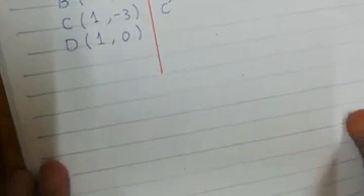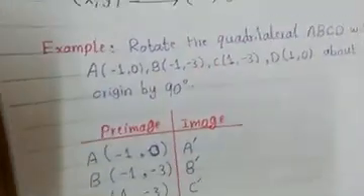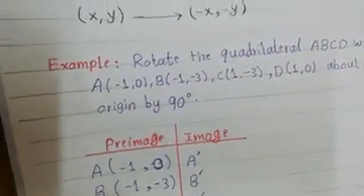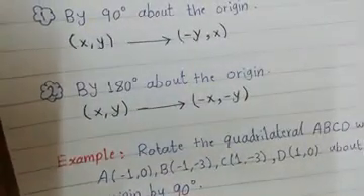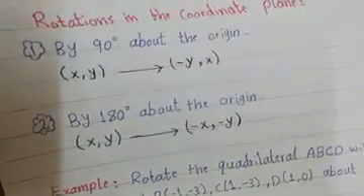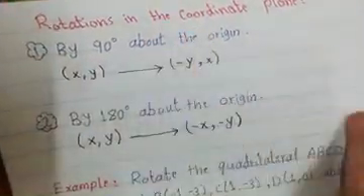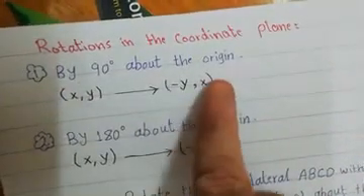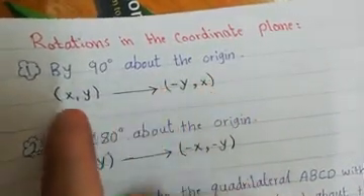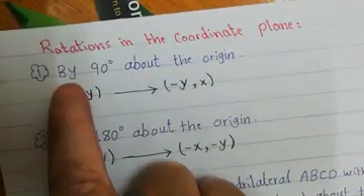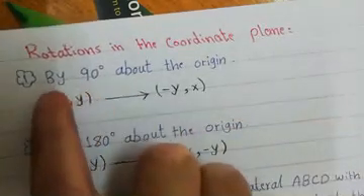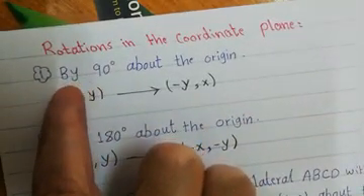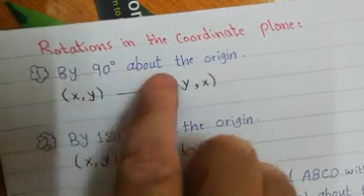Okay. Now let us talk about some special rotations. They are the rotations about the origin, so rotations in the coordinate plane. We will talk about two types of rotations here. We will talk about the first type. It is by 90 degrees about the origin.